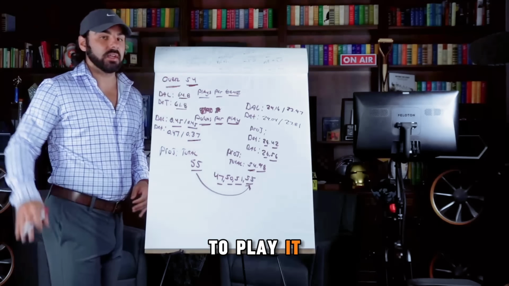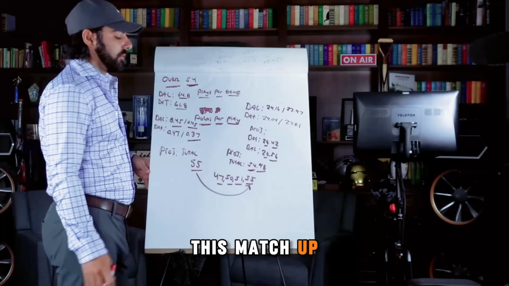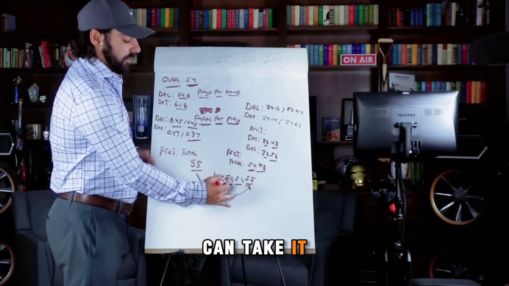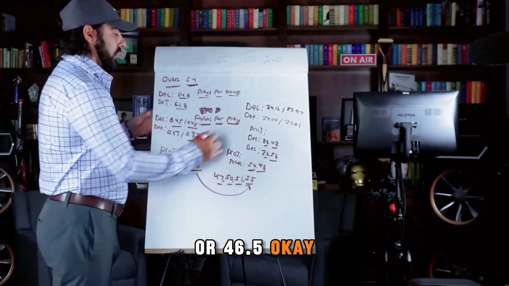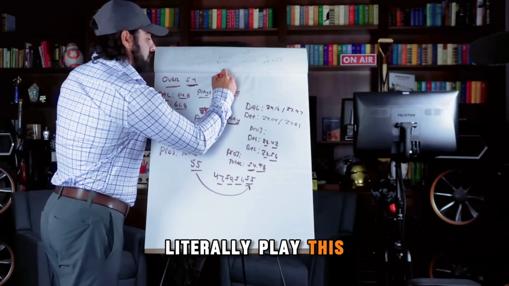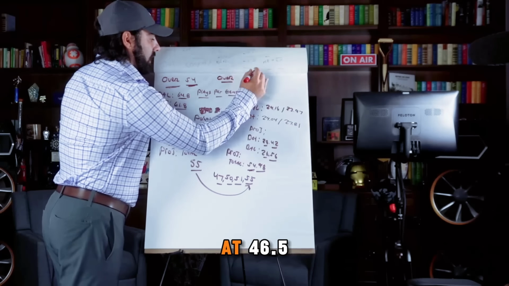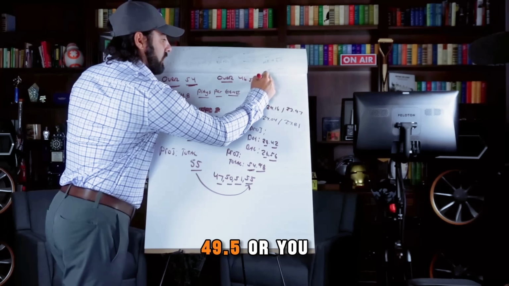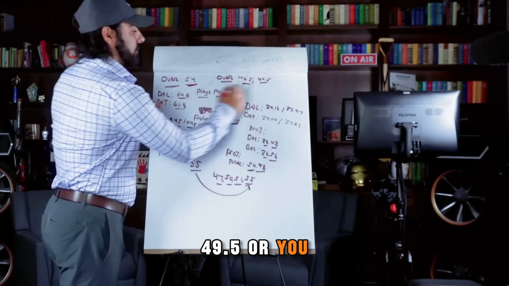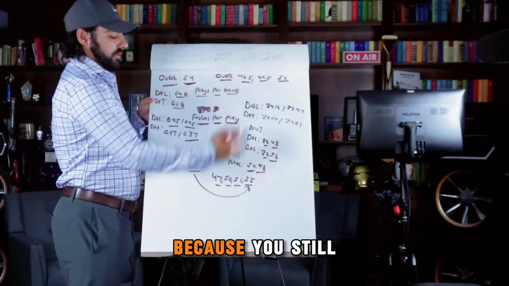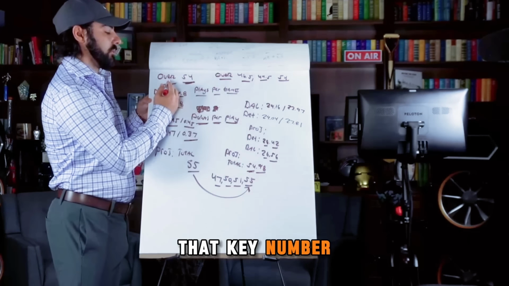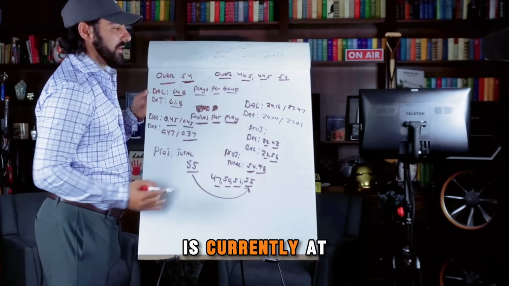and you want to play it completely safe in this matchup, what you can do is you could take it back to either 49.5 or 46.5. Okay, so you could literally play this matchup, the over here, at 46.5, 49.5, or you can go where it's at right now at 54. Okay, because you still are safe under that key number of 55 where the line is currently at.